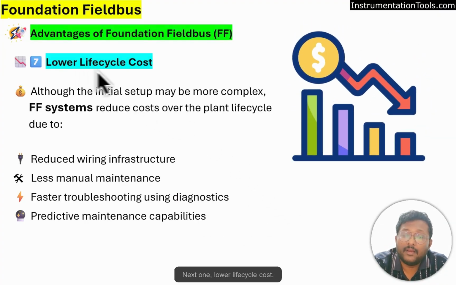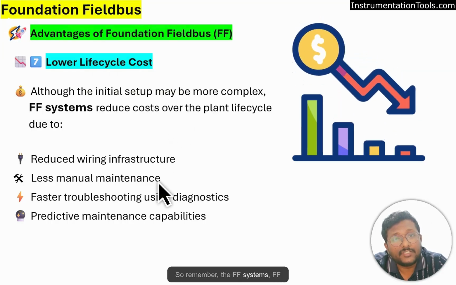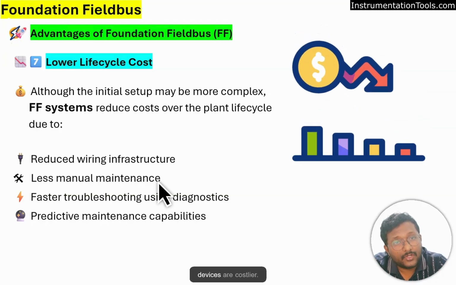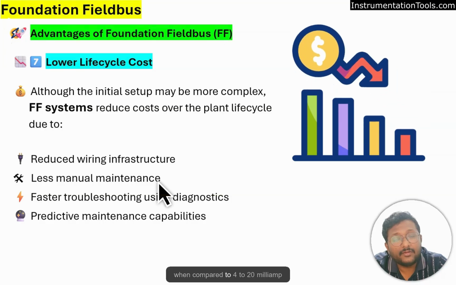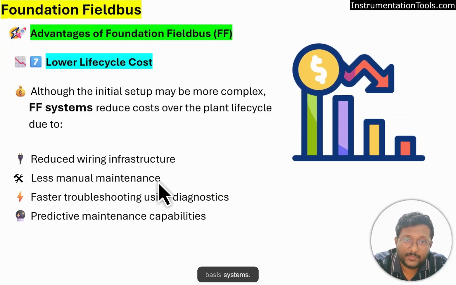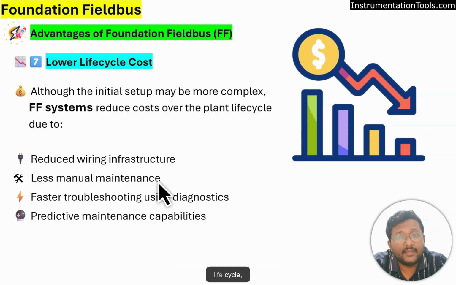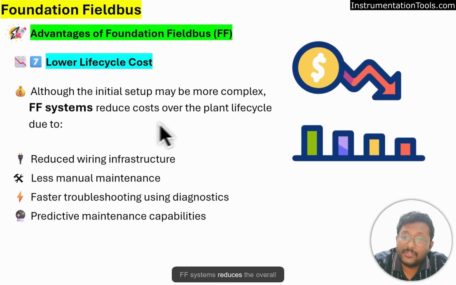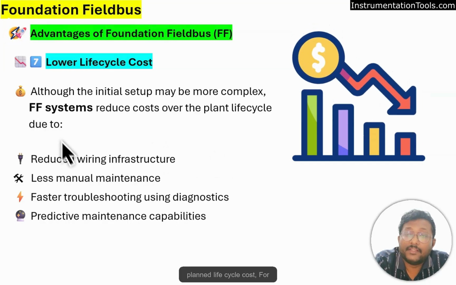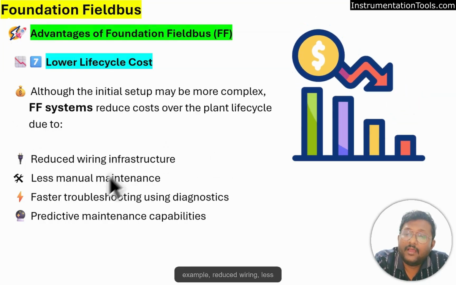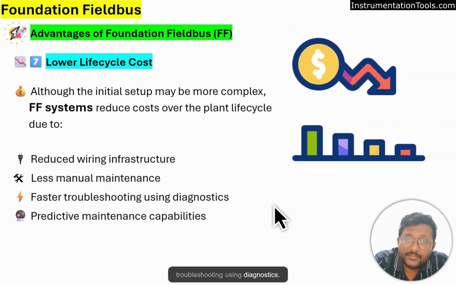Next one, lower life cycle cost. So remember, the FF systems, FF devices are costlier and the initial investment is high when compared to 4 to 20 milliamp based systems. But if you consider the complete life cycle, then the FF systems reduce the overall plant life cycle cost. For example, reduced wiring, less manual maintenance, faster troubleshooting using diagnostics.